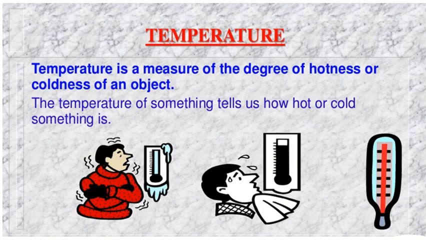So what is the term temperature? So temperature is a measure of the degree of hotness or coldness of an object. How much an object is hot, how much an object is cold, that is measured by the term temperature. So in this chapter, we will go through the term temperature.